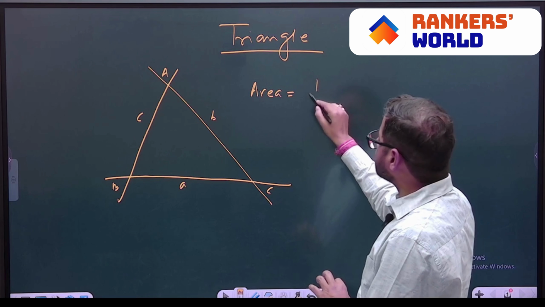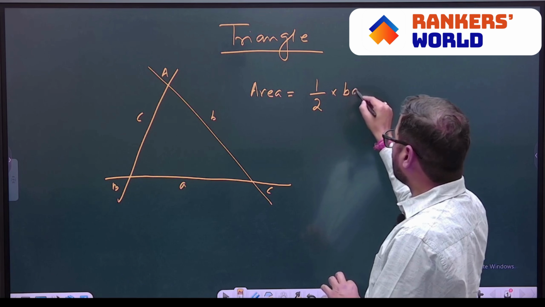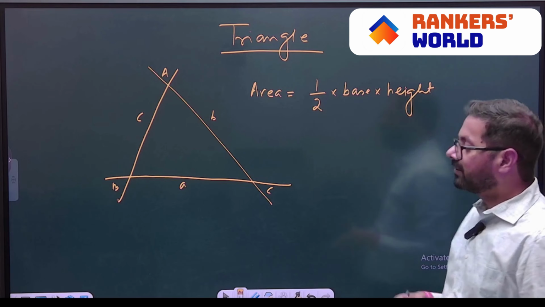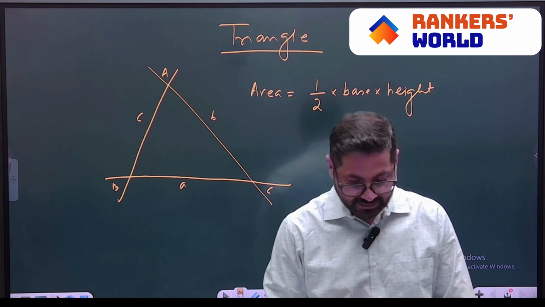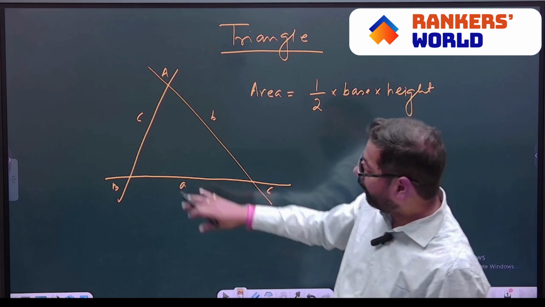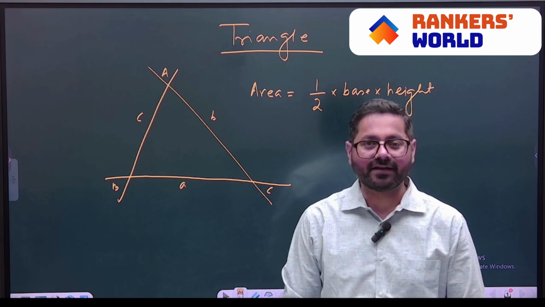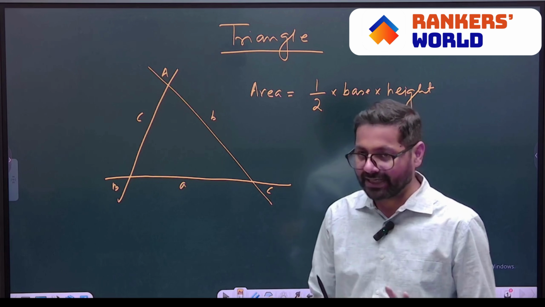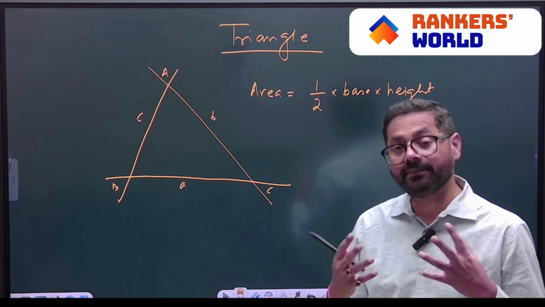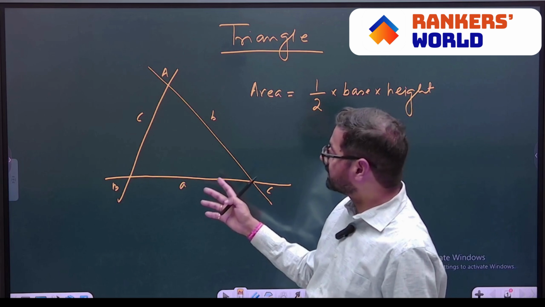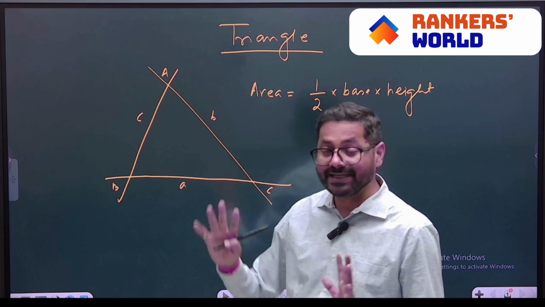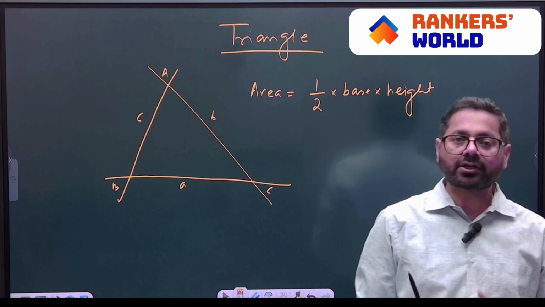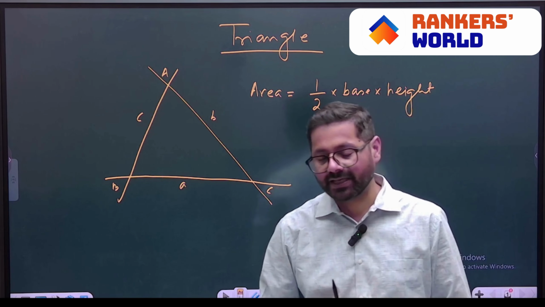The most basic formula known to us is half base into height. But when we say base and height, it is not that the bottom side is always the base. It all depends on which way I look at it. A triangle has three sides, so it will have three bases also. I can take a as a base, b as a base, or c as a base. It is my choice, and it also depends on what questions we are solving and what data has been given.